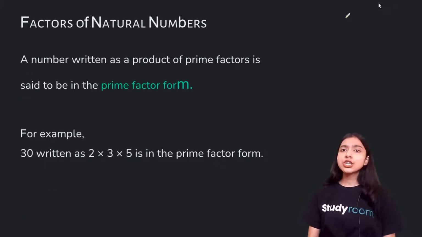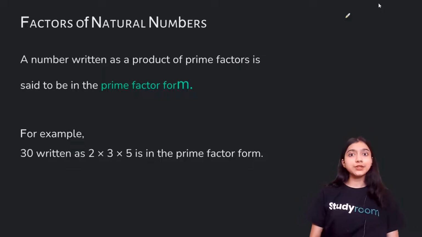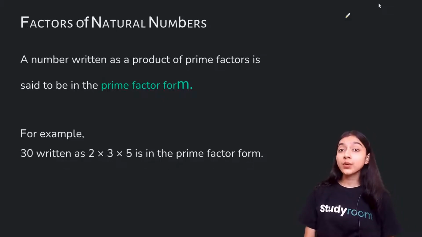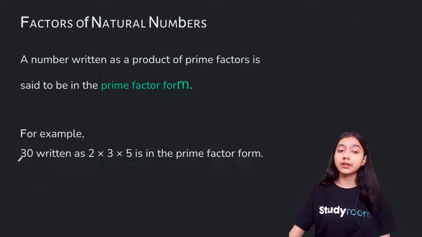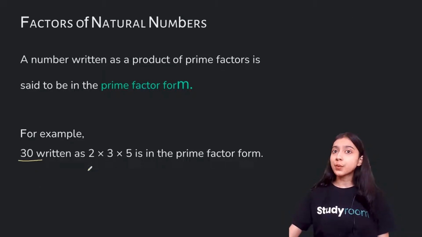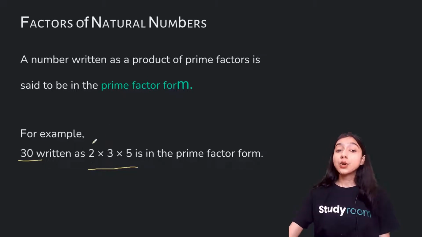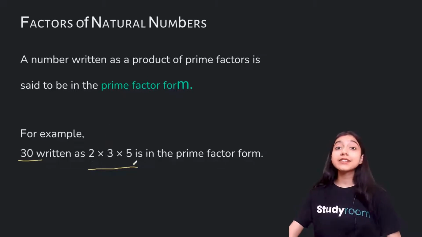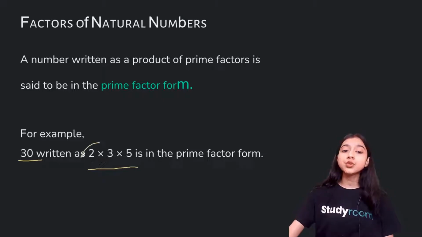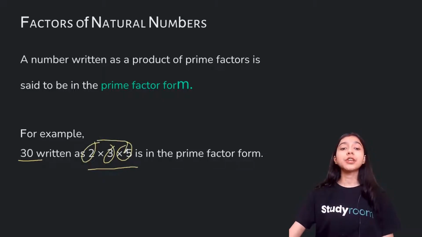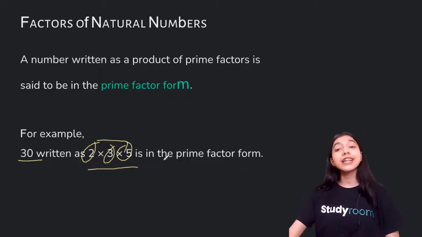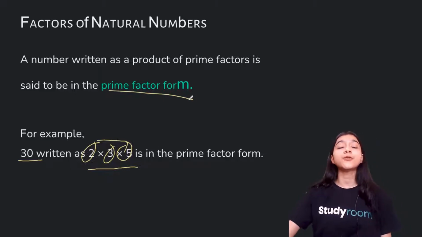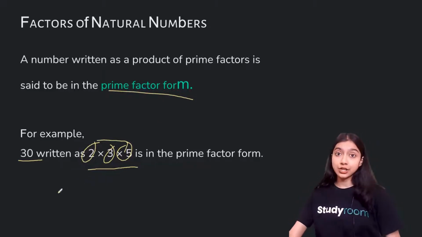First things first, just recall the chapter of natural numbers that we have learned. In natural numbers, we know that any natural number can be represented as a product of its prime factors. For example, if we have a natural number 30, 30 can be written as 2 multiplied with 3 multiplied with 5. So, 30 has been represented as the product of its prime factors because 2, 3 and 5, each of them are prime numbers. So, 30 is represented as a product of its prime factors and thus this is known as the prime factor form. So, this was the case in terms of natural numbers.